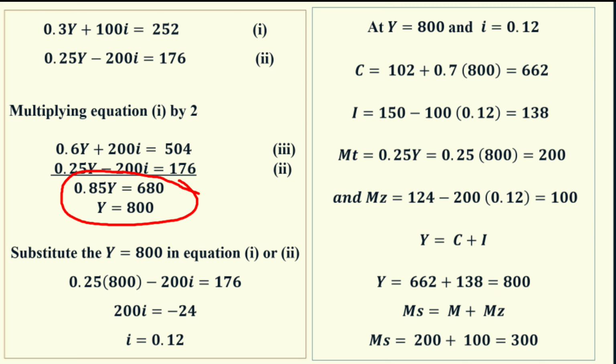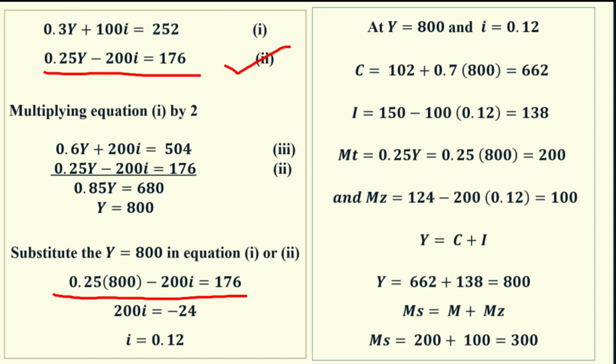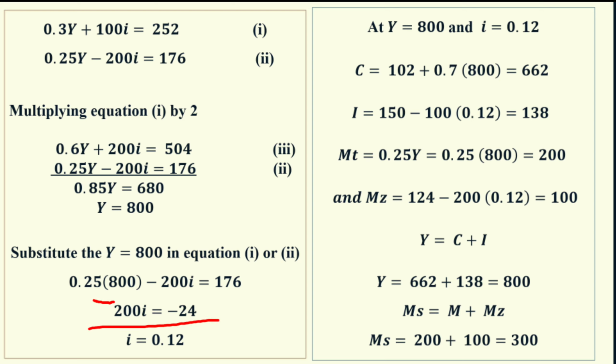After getting the value of y equal to 800, substitute this value in any one of equation 1 or 2. For example, we are substituting y equal to 800 in the second equation, that is 0.25y minus 200i is equal to 176. So putting y equal to 800, that is 0.25 into 800 minus 200i is equal to 176. So 200i is equal to, after calculation, minus 24. So i is equal to 0.12. So the rate of interest in the equilibrium is equal to 0.12.